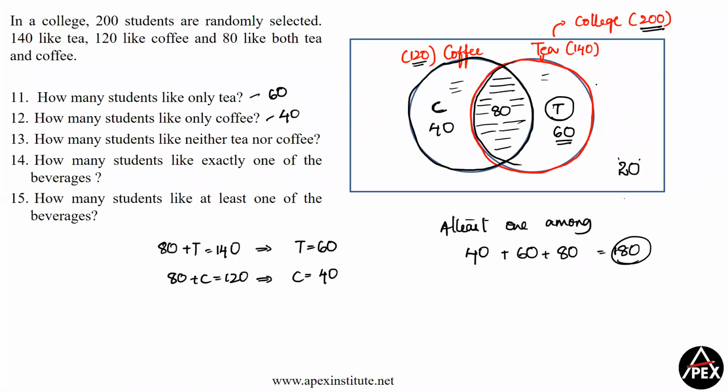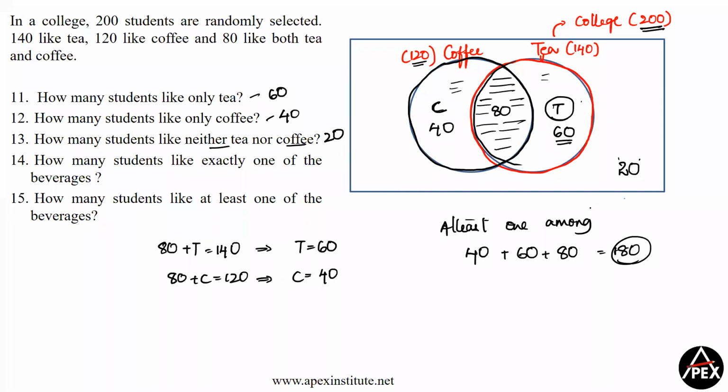Isn't it? So now can we answer these questions? Yes. So how many students like neither tea nor coffee? How many? 20, sir. Perfect, 20. They don't like tea and they don't like coffee also.